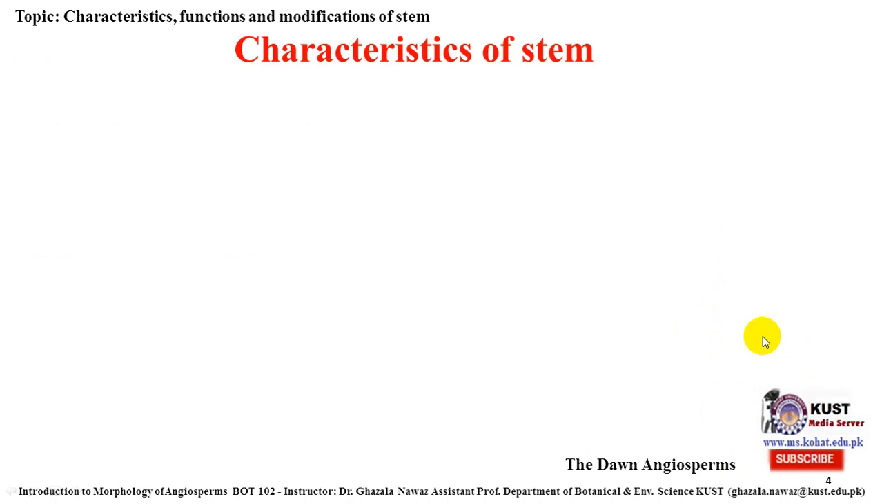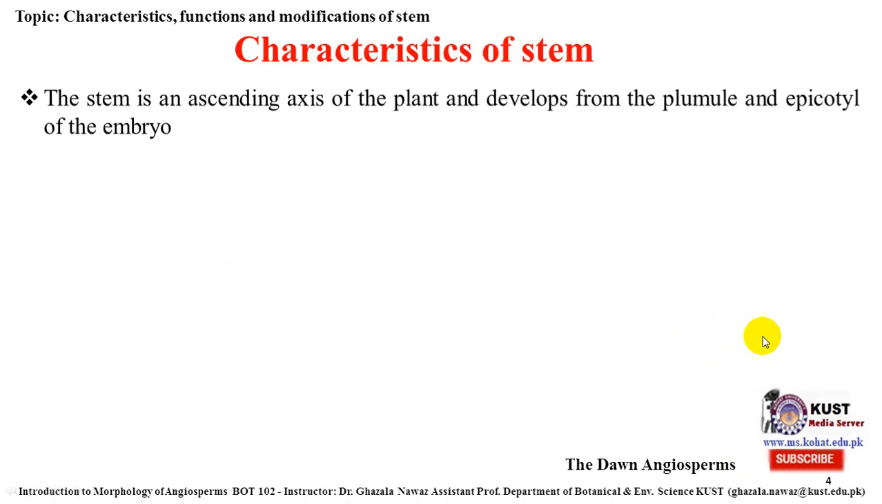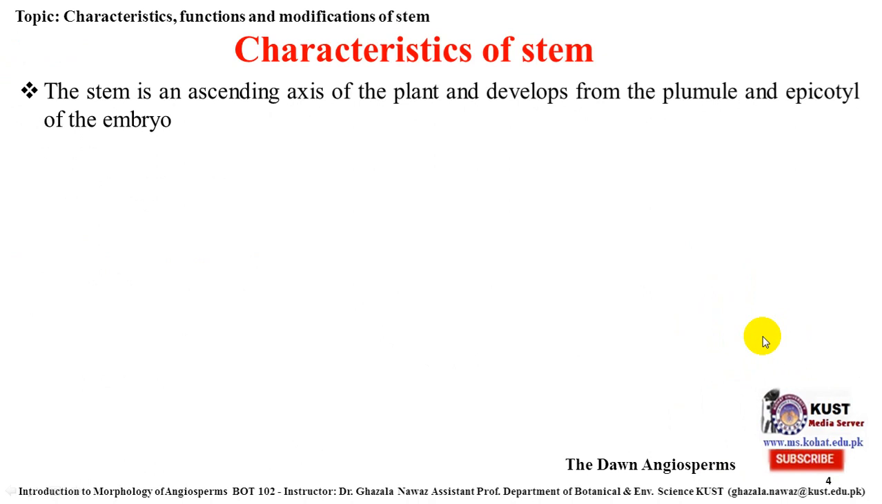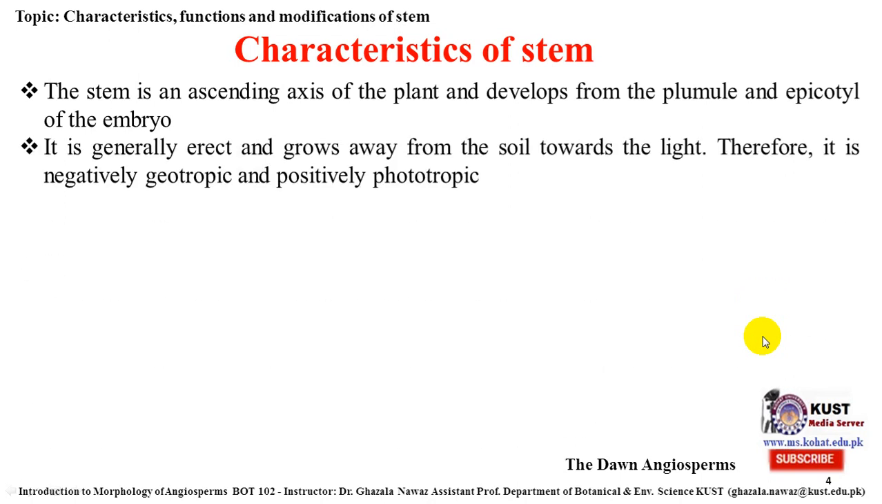We will discuss one by one the characteristics of the stem. The stem is an ascending axis of the plant and develops from the plumule and epicotyl of the embryo. We already discussed this point. It is generally straight and it grows away from the soil, and it always grows toward the source of light, and that's why it is positively phototropic and negatively geotropic.